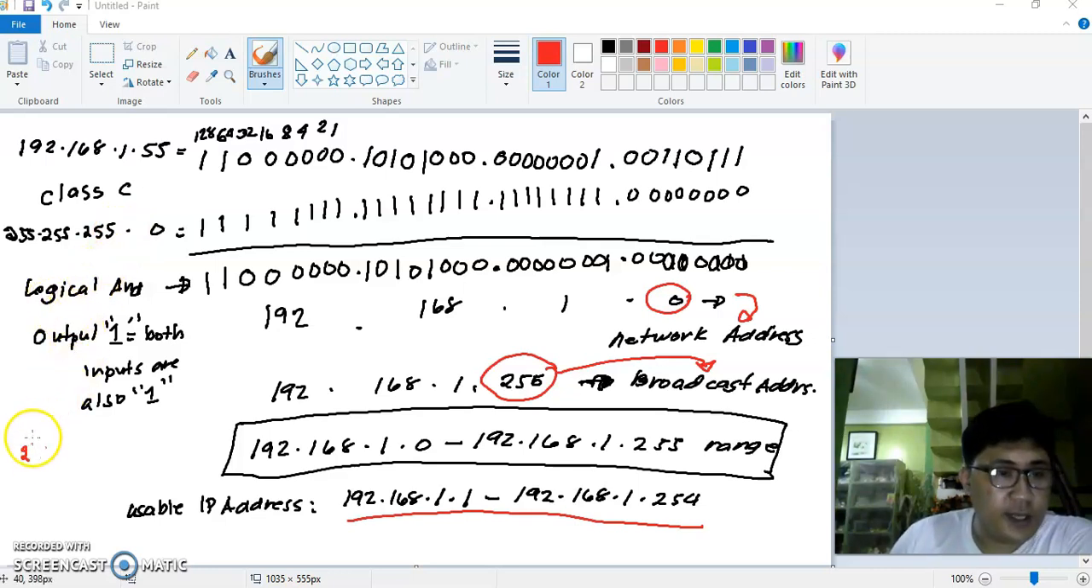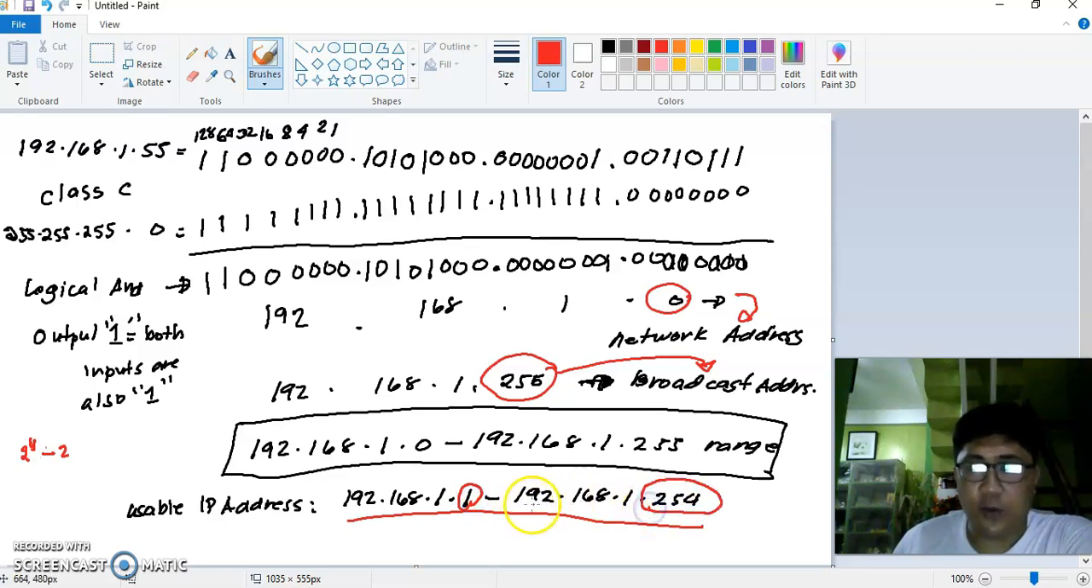So therefore, in the last topic, in the theory part, we have this formula: 2^y minus 2. So 2^y represents our hosts, meaning all the computers and devices that we could connect. Therefore, we can connect from IP address 1 until IP address 254. We deduct 2 because the 2 represents your network and your broadcast. So that's why it's minus 2.